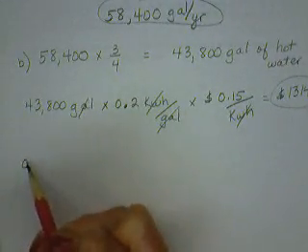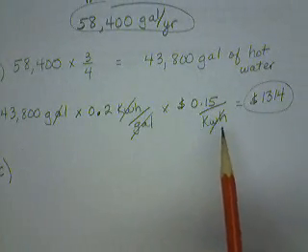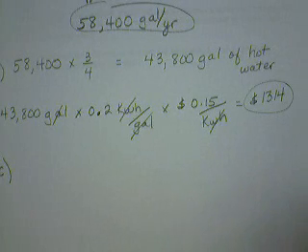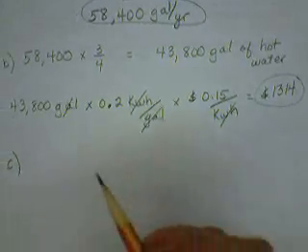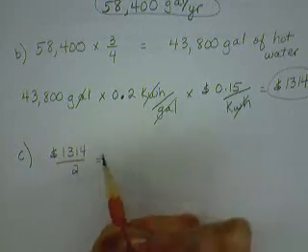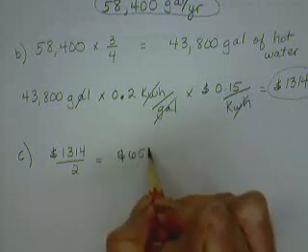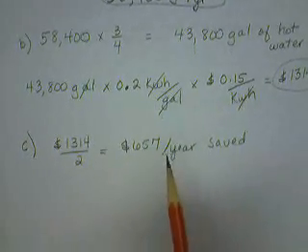Letter C. Letter C says that they can replace their old hot water heater with one that uses half the amount of energy. So if they're only going to use half this amount of energy, it's only going to cost them half that amount of money. So how much money are they going to save in a year? Well, half of this. So let's just take this number and divide it by 2, and they're going to save $657 a year. So that's pretty easy math, but we're not done.